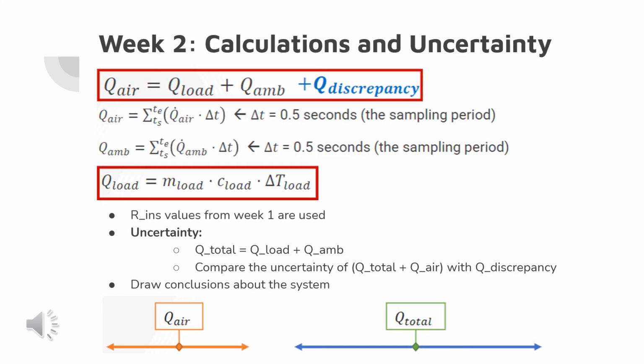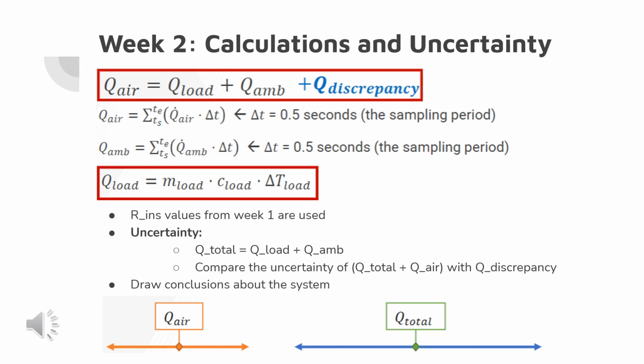For data analysis of the transient part, we'll have to first calculate Q air, Q load, and Q ambient. To find Q air and Q ambient, we'll have to numerically integrate the Q dot data over the entire data collection period using the sampling rate of half a second. To find Q load, we'll simply assume that the heat lost by the load is equal to its mass times specific heat times the change in temperature from the start to end of data collection.